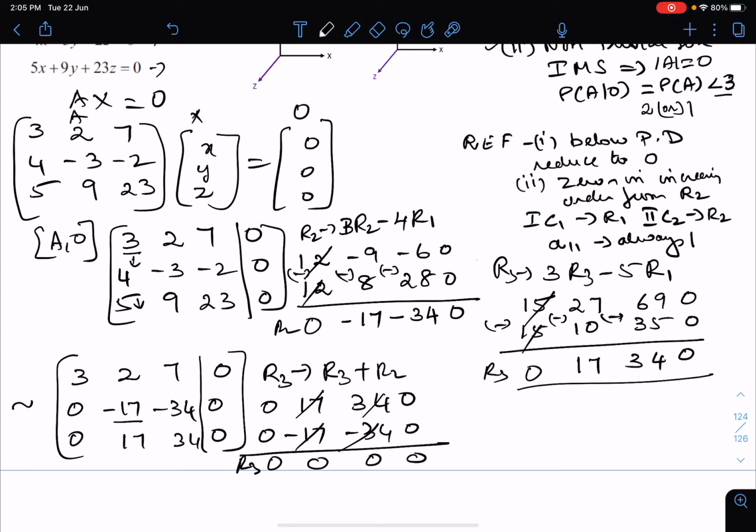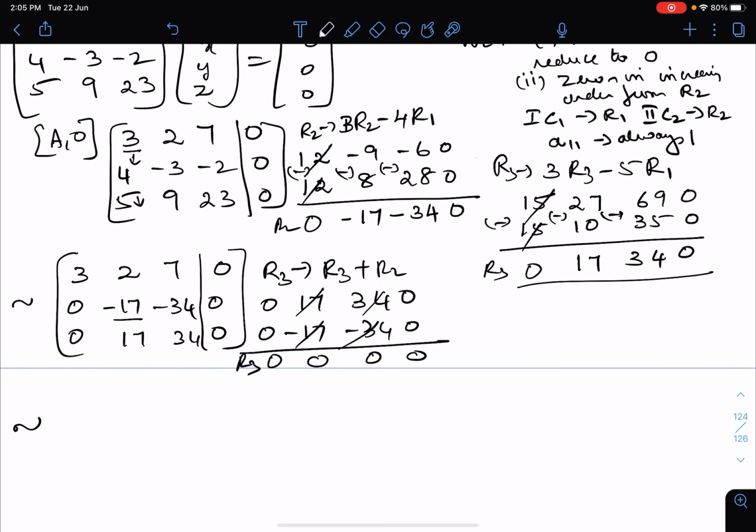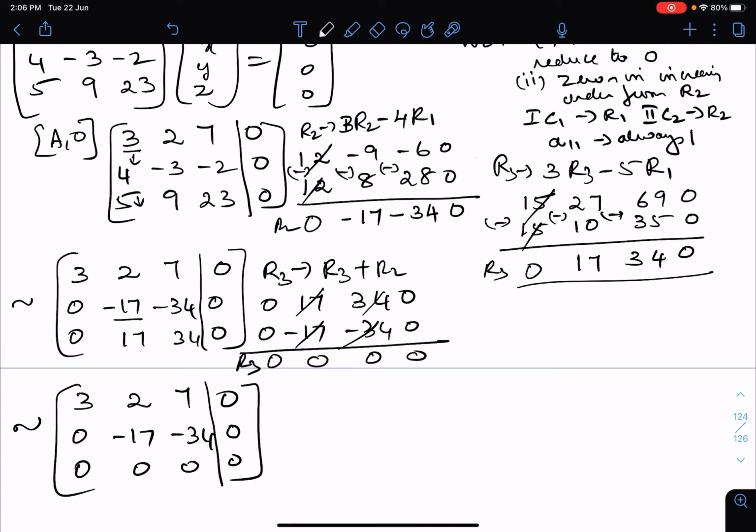This is going to be our row 3. Now again the augmented matrix 3, 2, 7 and 0; 0, minus 17, minus 34 and 0, and the last row becomes 0. Okay. So now we are going to go into our solution.